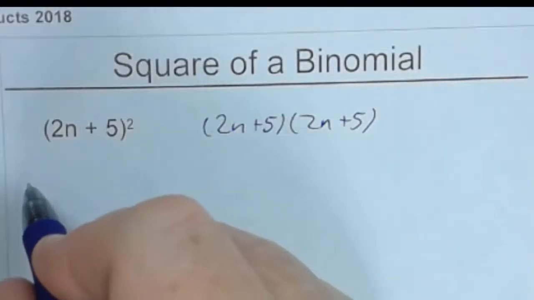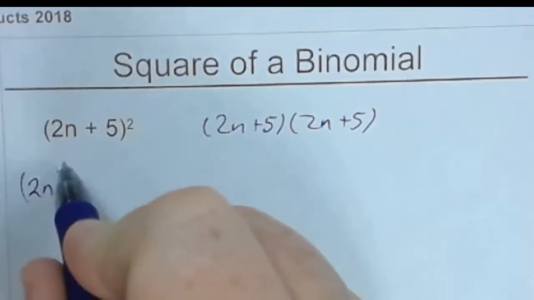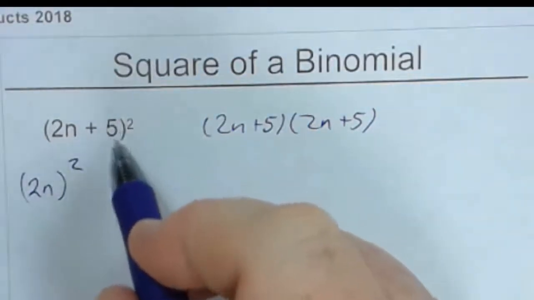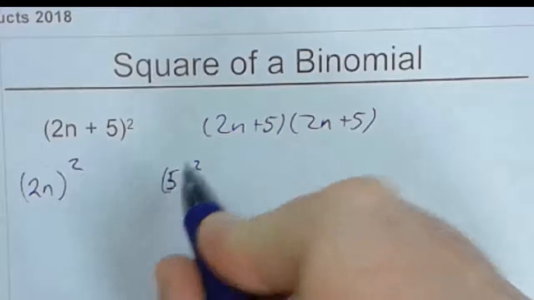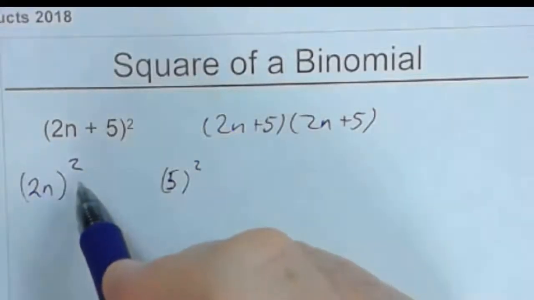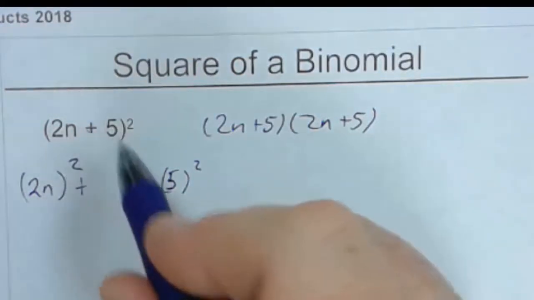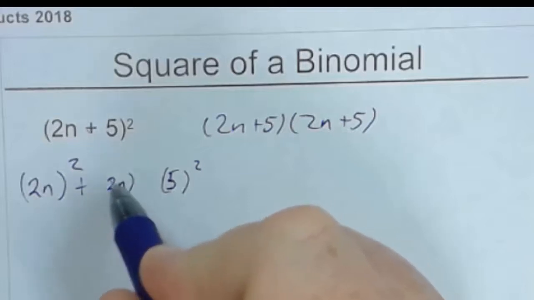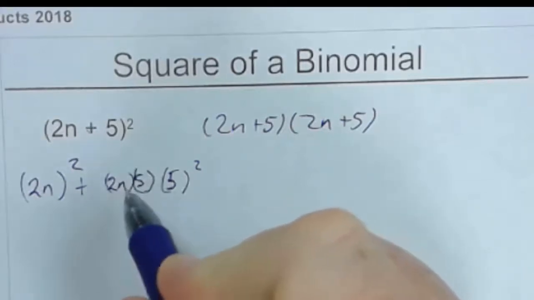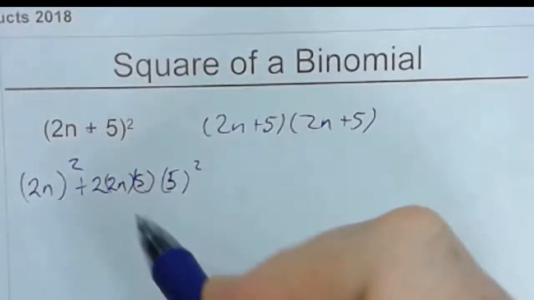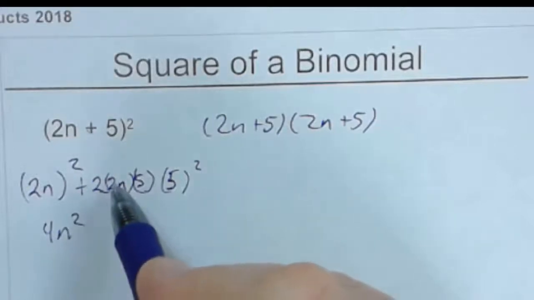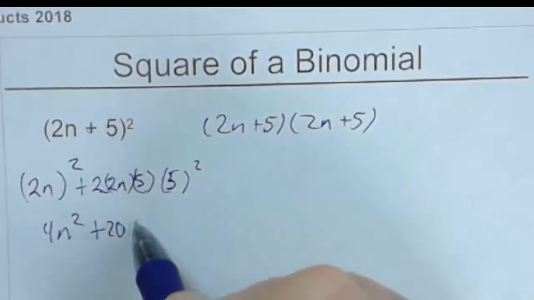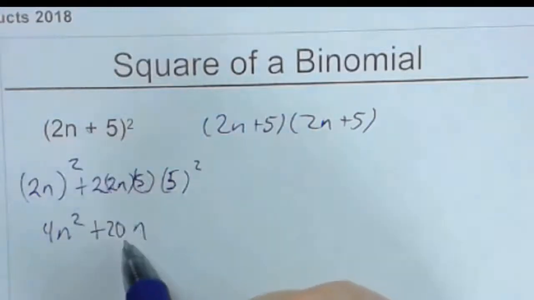So the shortcut says to take the first term, which is 2n, square it, take the second term, which is 5, put this at the end, and square it. And then for the middle term here, we're going to take a plus because we have a plus here. So plus 2n times 5, so a times b. But there's going to be two of these, so we're going to double it. So this ends up giving us 2n times itself is going to be 4n squared. 2 times 5 is going to give us 20n, or in other words, 2 times 5 is 10, times 2 is 20.